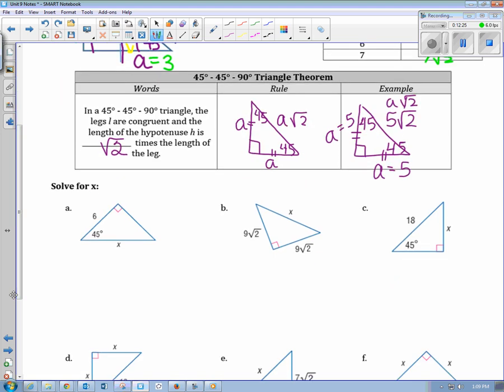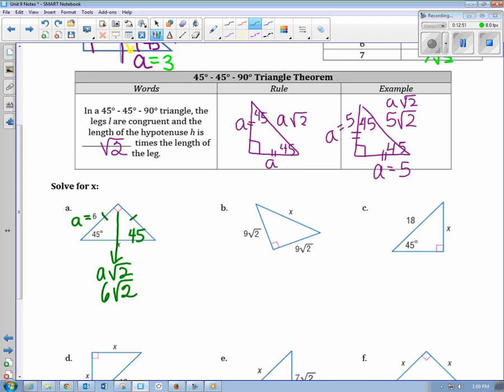In question A, they're telling us that we have a 90-degree angle, a 45-degree angle, so by default we know this is 45. So this is a 45, 45, 90 triangle. The side across from the 90 is the A radical 2 side. This side of 6 is what A is. So my answer to this question for what X is, is 6 radical 2.